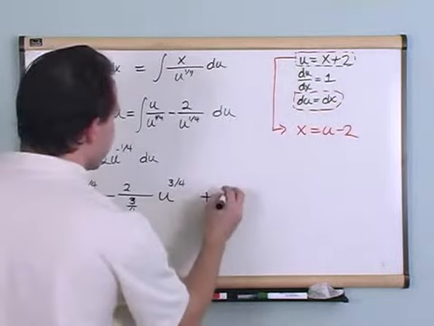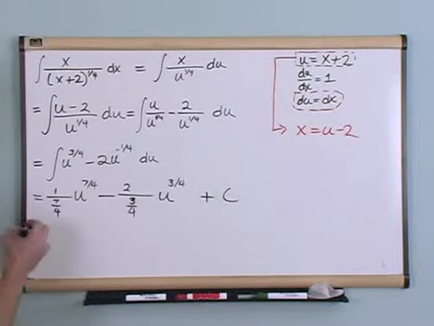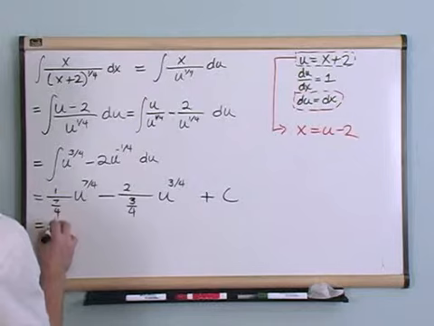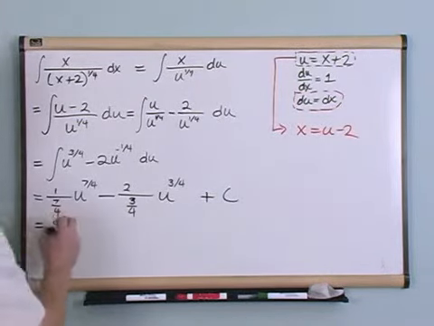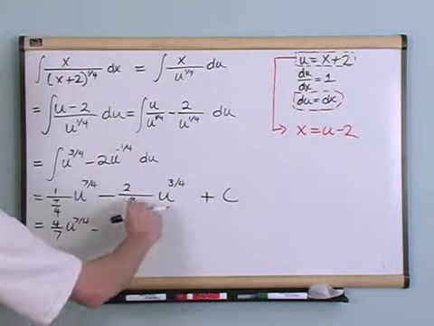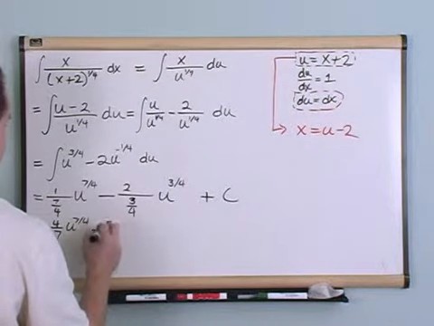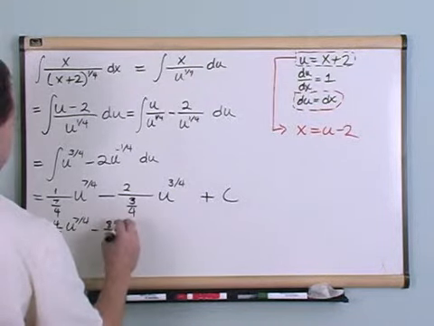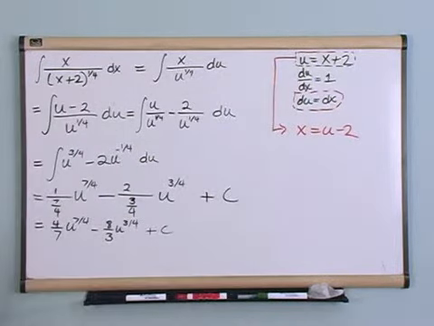And then don't forget your constant. When I integrate stuff, I have to have a constant. So just taking it one step further, you're going to have 4/7, because you just flip it over. 1 over a fraction, you flip it over. u to the 7/4 minus, and then what you have when you flip this over and multiply is you're going to have 2 times 4 is 8/3 u to the 3/4 plus a constant. If you're having problems manipulating these fractions, go pick up my video on fractions and it'll be good to go.